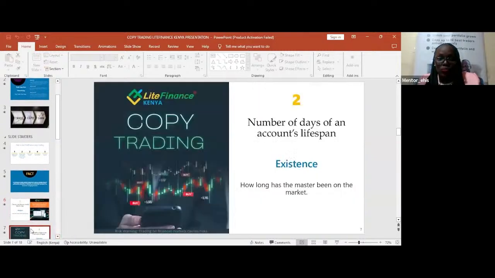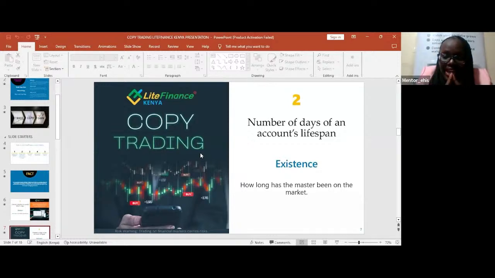And the second slide will be, after you've chosen a trader to copy, number 2. I would advise that when you're choosing a trader to copy, you consider the existence of that trader. For how long has that person been in the market? So our number 2 is the number of days of an account's lifespan. How long has that trader been on the market?